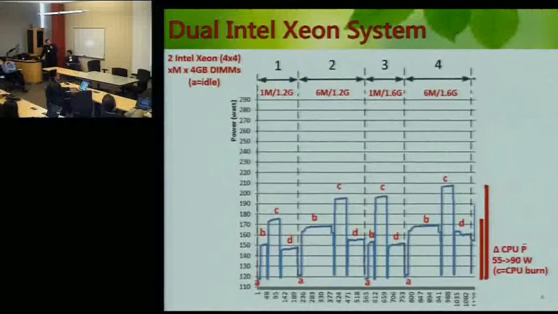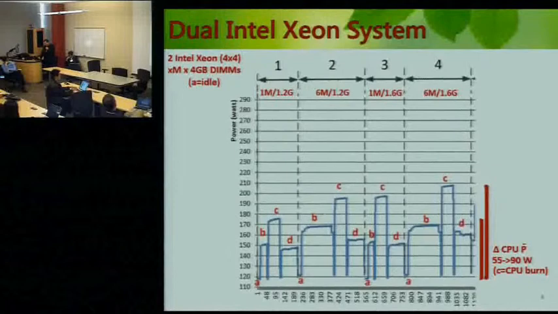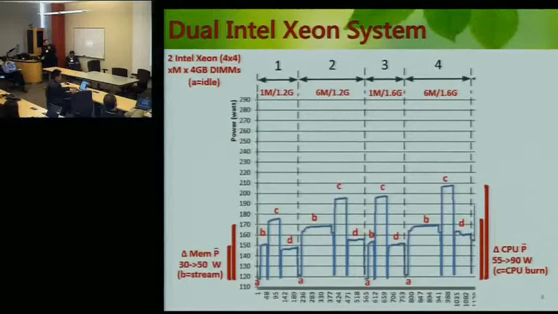So the first thing is that the delta in the CPU power is from 55 to 90 watts. Right? That's running the CPU burn. That's the maximum delta that you see on this picture. The second one is the maximum delta for memory, which goes from 30 to 50 watts, so it's about 50 watts. That's when you're running and not running stream. The next one is the delta from idle to the max power, which is 90 watts, right?